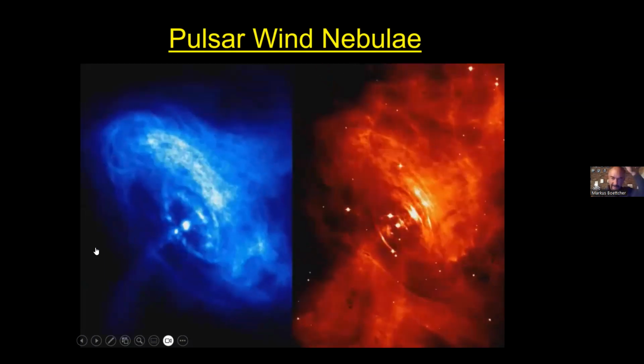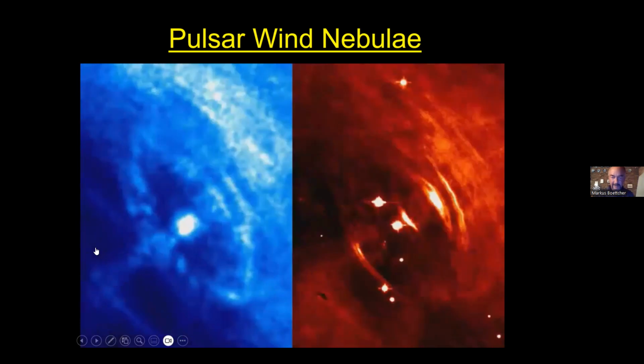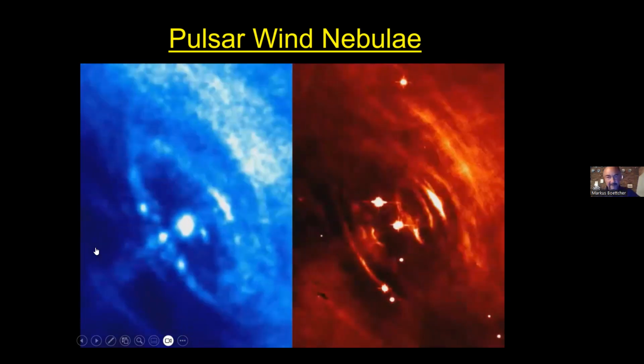And there's quite a number of pulsar wind nebulae, as we call them, that are seen in TeV gamma rays by HAC and other ground-based Cherenkov telescopes. It's a very large source population.